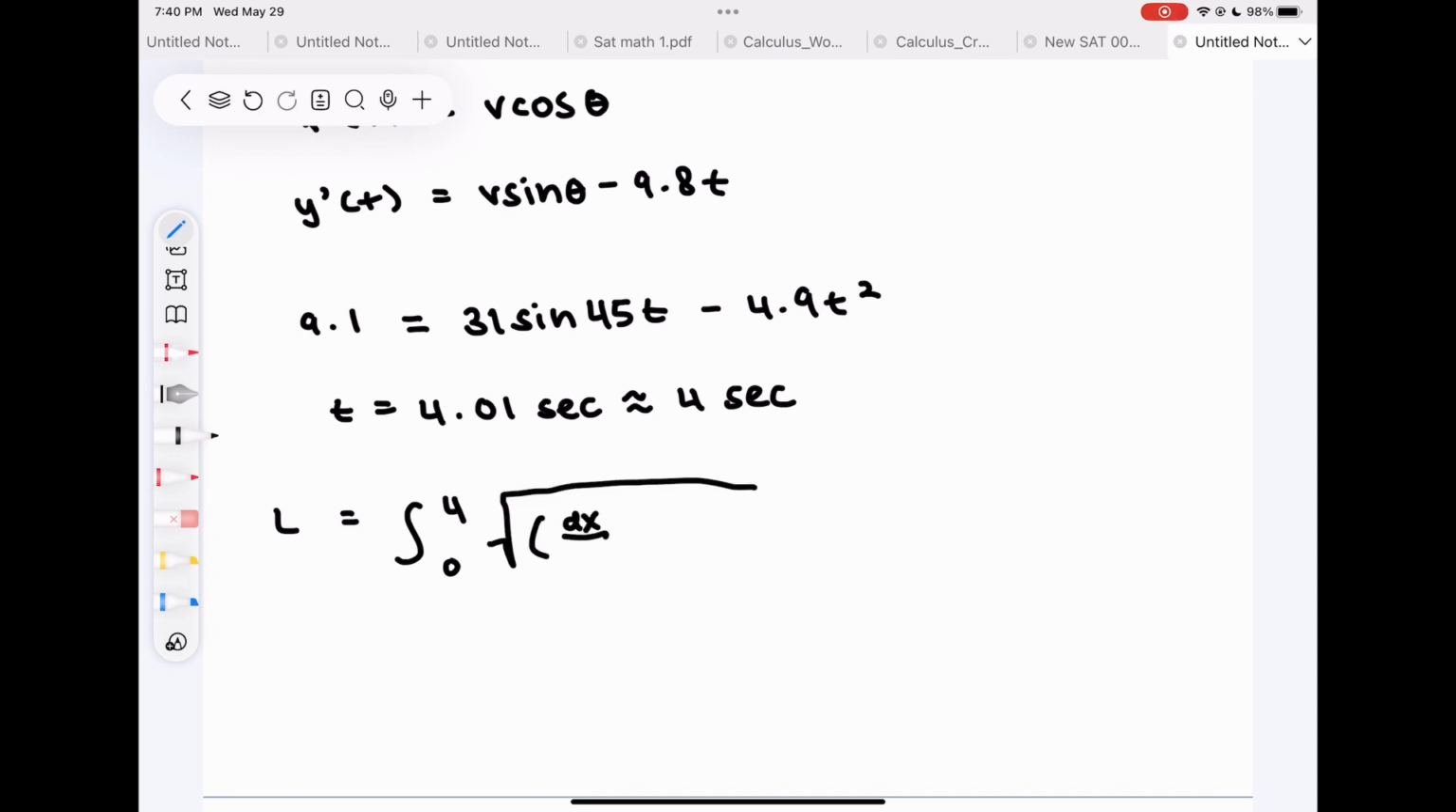To find the arc length, we take the integral from 0 to 4 of the square root of (dx over dt) squared plus (dy over dt) squared, dt, to finally get that the distance the doctor traveled is 98.9 meters.